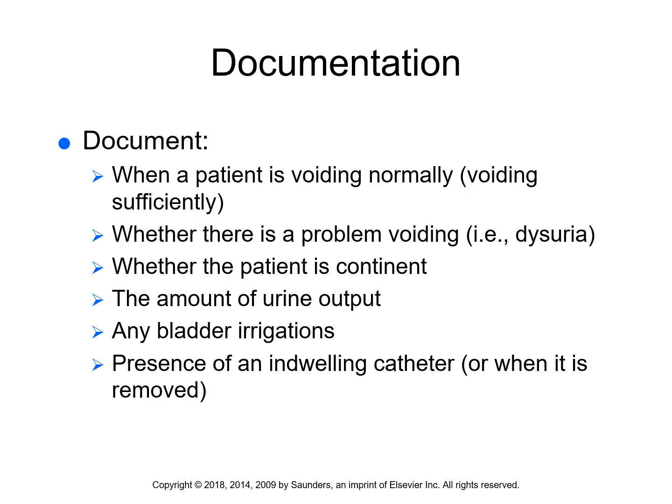Let's make sure we document what we need to. When a patient voids normally, voiding sufficiently, whether there's a problem, is there dysuria, anything like that, and anuria, oliguria, all those good terms that I told you need to know, whether the patient is continent or incontinent, the amount of your urinary output. If you're not measuring it, it's void times 1, times 2, however many times. Any bladder irrigations, if you're doing anything to irrigate a bladder, we need to document that because we need to know what goes in and what comes out, always. Presence of an indwelling catheter, and when it's removed.